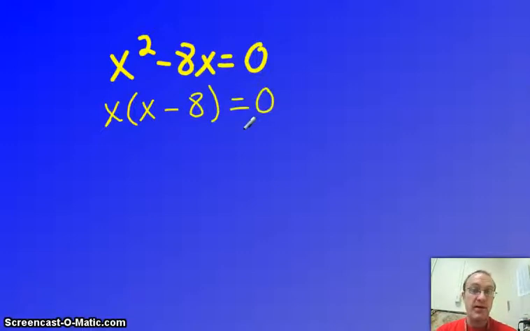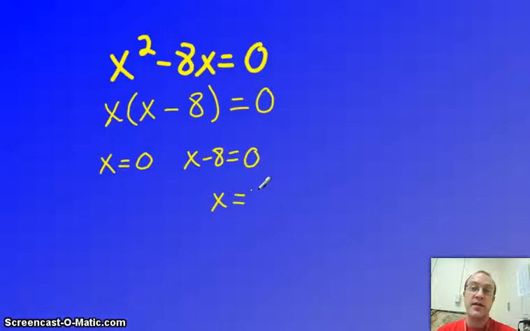Now just like before, I have two factors multiplied equals 0, so I break those into two pieces. X equals 0 and x minus 8 equals 0. My first one's already solved for. This last one I add 8 to both sides and I get x equals 8. So again, two solutions.